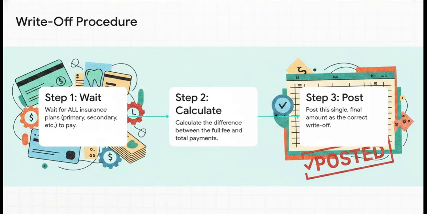Now, how you post that write-off is non-negotiable. There's a right way and a wrong way. The most important part, the golden rule, is step 1. You absolutely must wait until every single insurance plan has paid, primary, secondary, whatever they have. Only then, once all the money is in, can you calculate and post that final write-off.